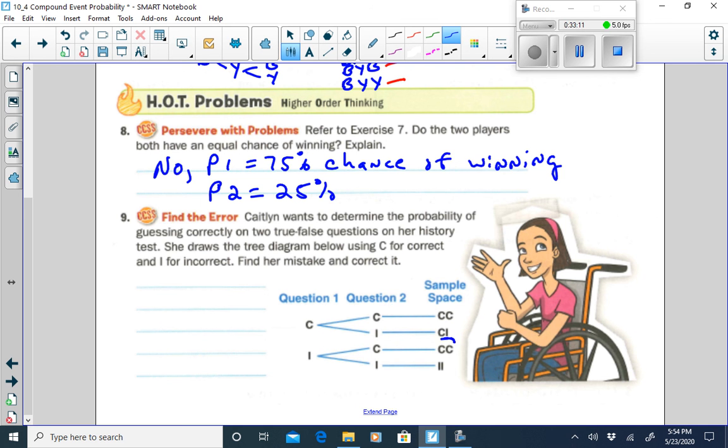Uh-oh. There's a mistake here. That should be I with C. And then we have I and I. So there's the mistake, and we just corrected it.